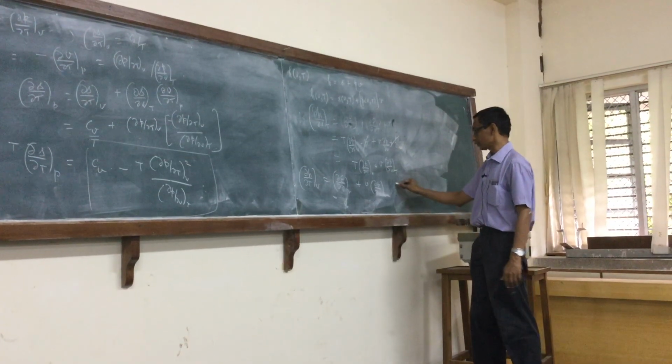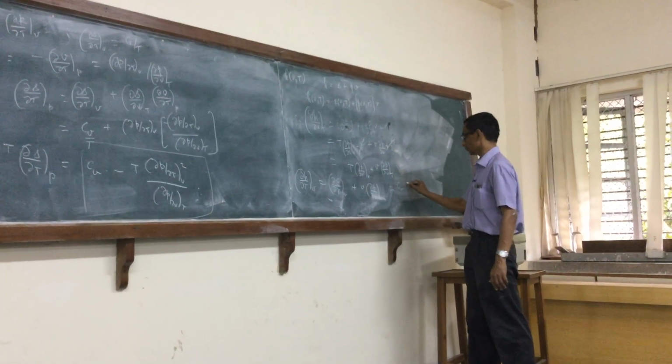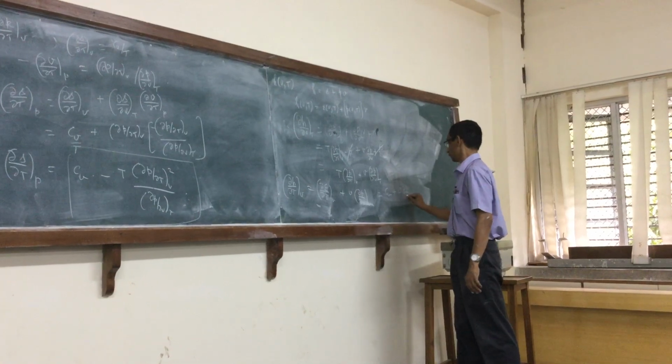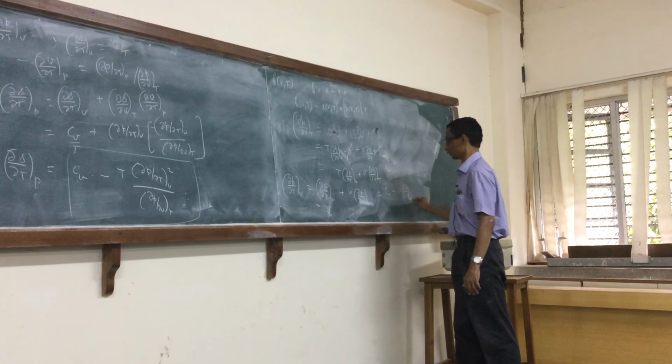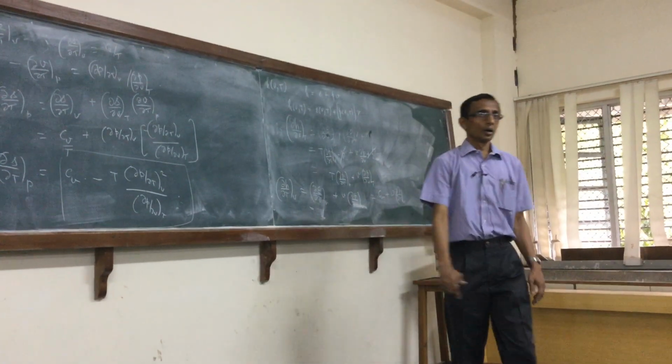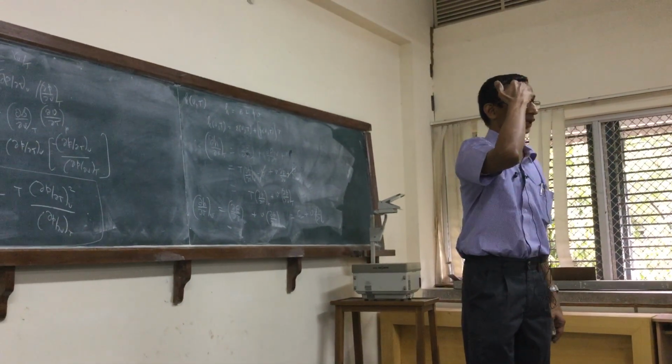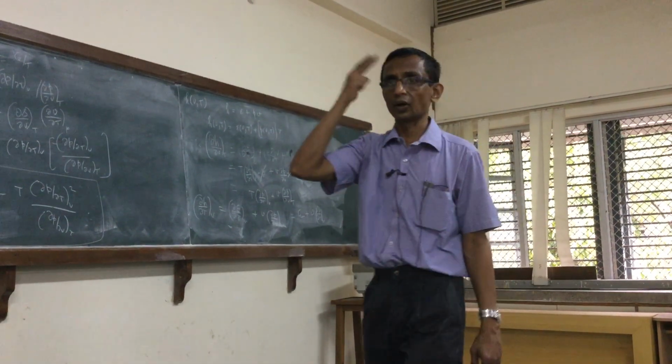So this is Cv plus V times dP by dT at constant V. So what can you say about the magnitude of dH by dT in relation to Cv? Is it going to be greater than Cv or?